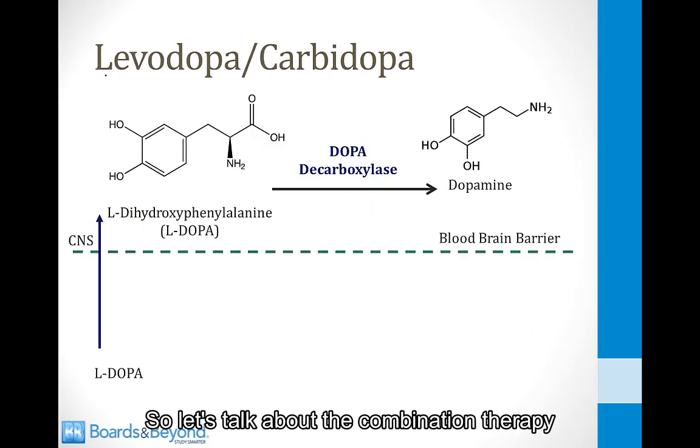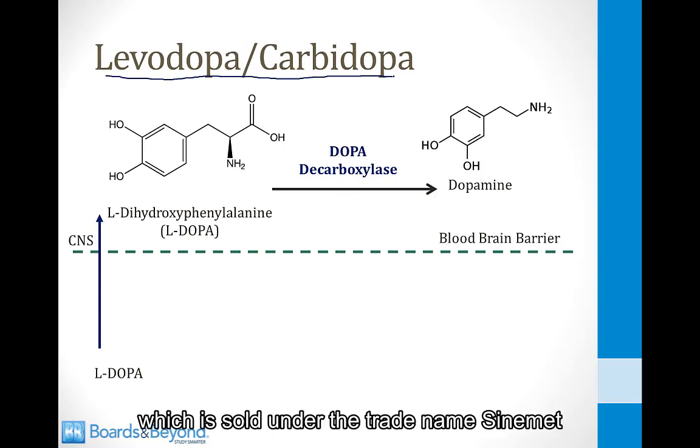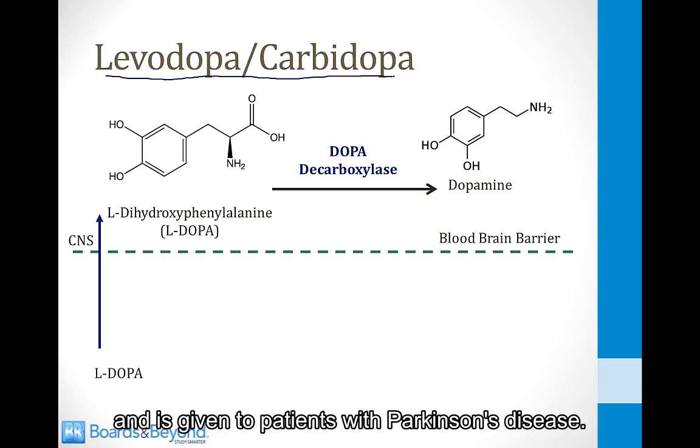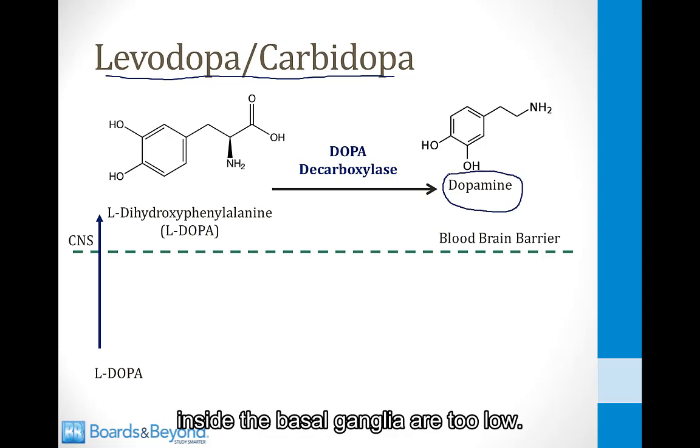So let's talk about the combination therapy levodopa-carbidopa, which is sold under the trade name Sinemet and is given to patients with Parkinson's disease. The problem in Parkinson's disease is that the levels of dopamine inside the basal ganglia are too low, so you want to administer drugs to boost those levels to relieve symptoms.